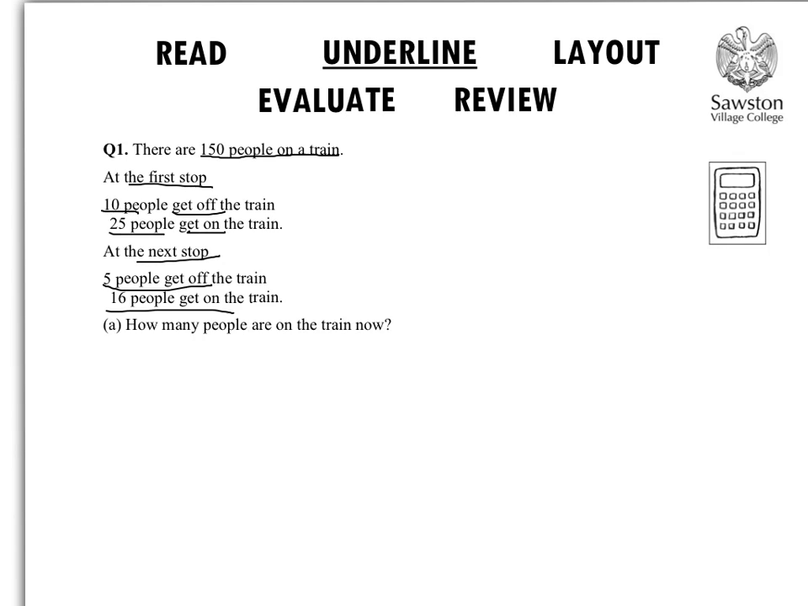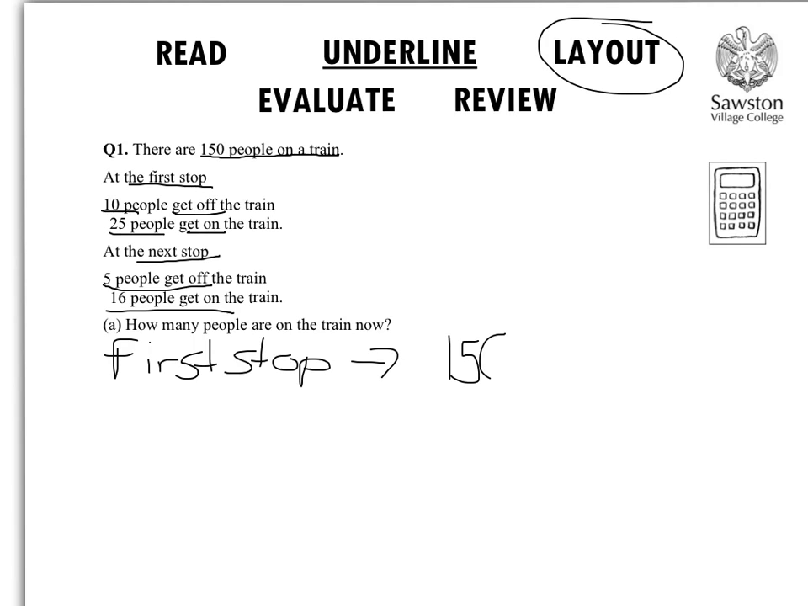It's important to think about the layout. I would indicate to the examiner marking the question that first of all, you're going to deal with the first stop. At the first stop, there were 150 people on the train. 10 people got off, and then 25 people got on.